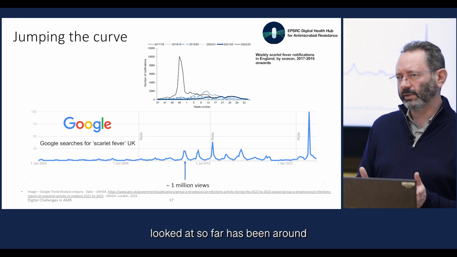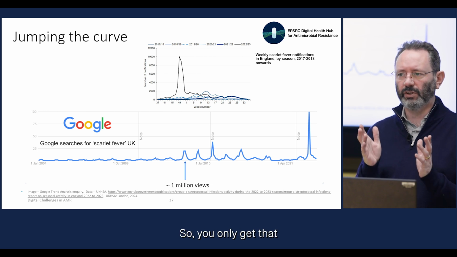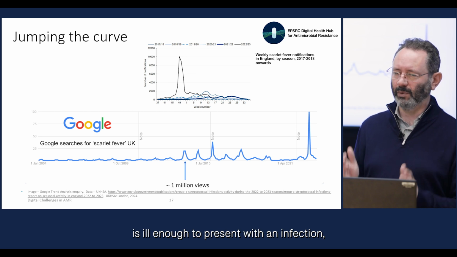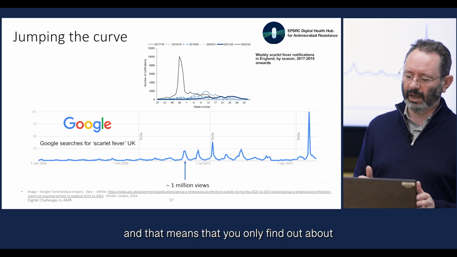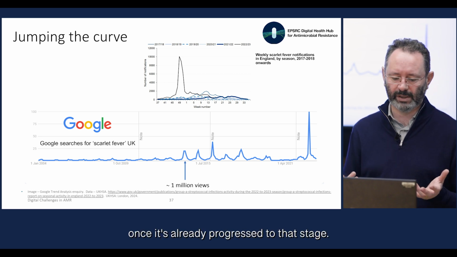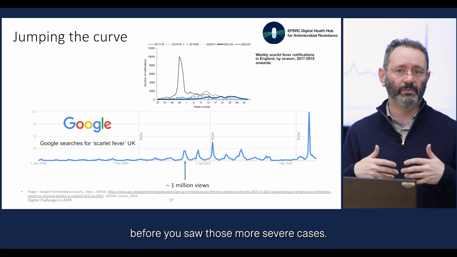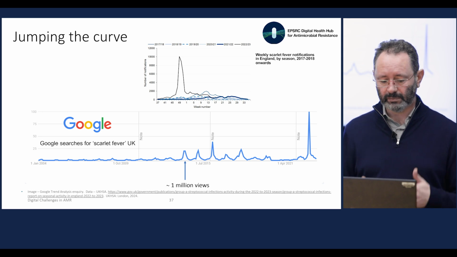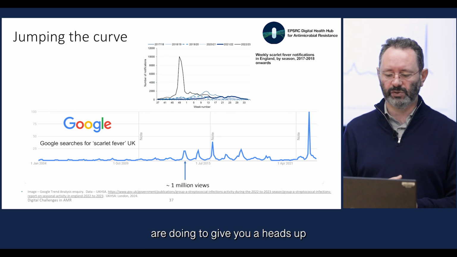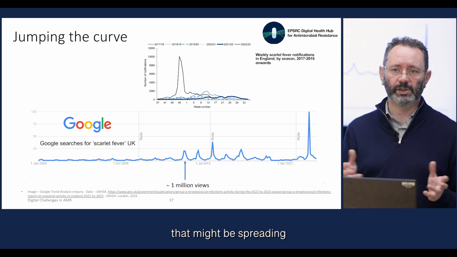So all the data we've looked at so far has been around data from infections. So you only get that once the patient has presented, is ill enough to present with an infection. And that means that you only find out about the infection once it's already progressed to that stage. What would be good is if we could have a steer of what was happening before you saw those more severe cases. And here's an example of where you can use the internet searches that individuals are doing to give you a heads up about an infection that might be spreading within the community.